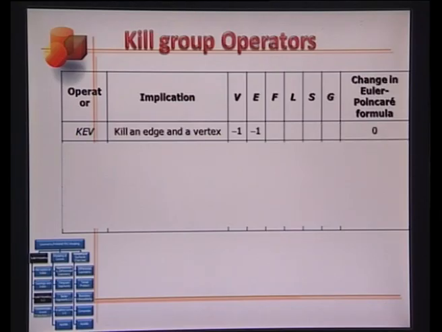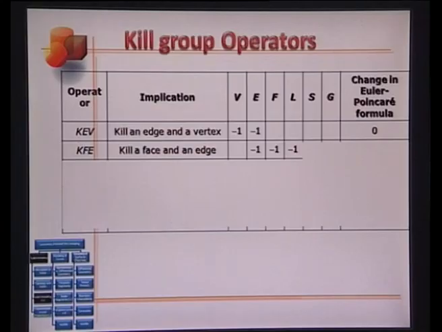Correspondingly, there is no change in the formula. The second, kill a face and an edge, KFE. No change in the number of vertices, the number of edges decrease by 1, the number of faces decrease by 1, and so does the number of loops. No change in the number of shells nor the number of genus. And therefore, there is no change in the Euler-Poincare formula.